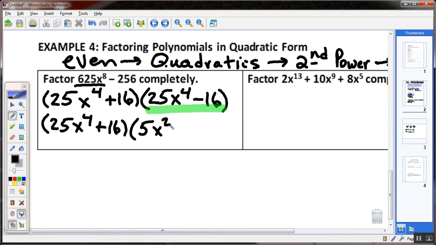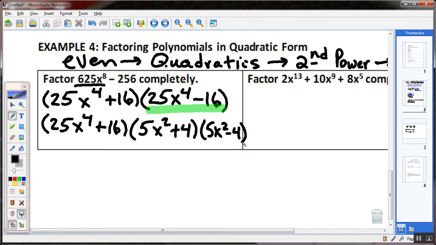What's the square root of 16? So we have a 5x squared plus 4 and a 5x squared minus 4. Okay? Now, as long as we're thinking quadratics, I get to this part right here and I say, all right, I couldn't break this part down because there was addition here. Can't break this part down because there's addition here. But right here, guys, I have maybe another perfect square. Is 5 a perfect square? Do you know the square root of 5 off the top of your head? No. Okay, so when you get to this point right here, you're probably done. Okay?